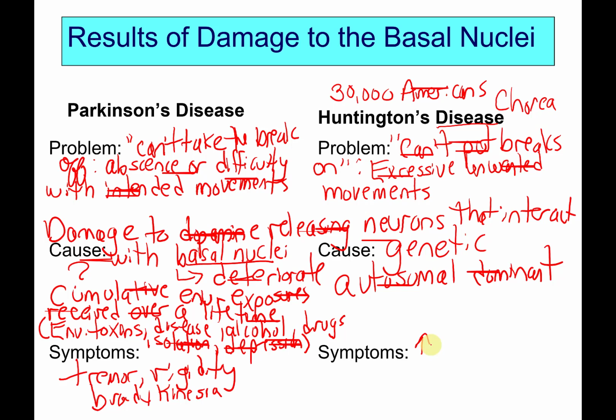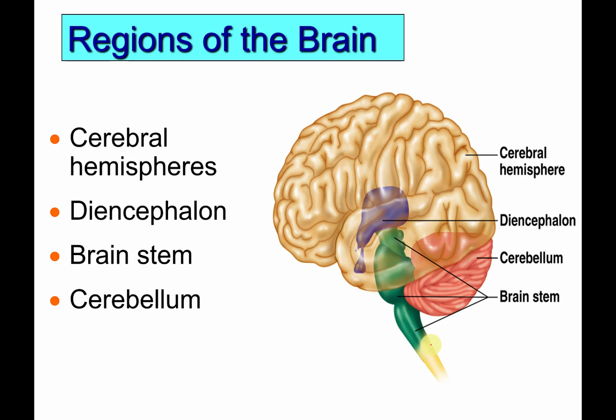But there are many of these nuclei. In fact, if you look in your textbook, you'll see that they are color-coded. So one way to study the brain is to learn its functions based on the regions of the brain. So scientists have divided the brain into 4 regions: the cerebral hemispheres, the diencephalon, the brainstem, and the cerebellum. The cerebral hemispheres is this large tan-colored part, kind of like the top of a mushroom. The diencephalon is the purple part hidden underneath. The brainstem is like the green part, like the stem of a mushroom. And lastly, the cerebellum, kind of tucked at the back of the brain.